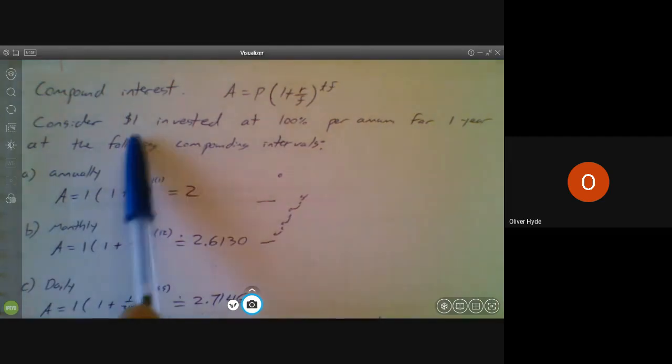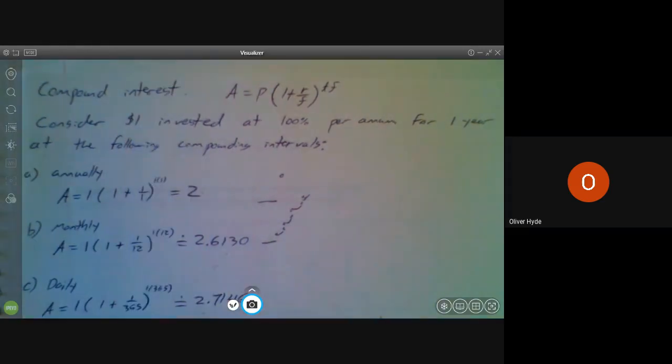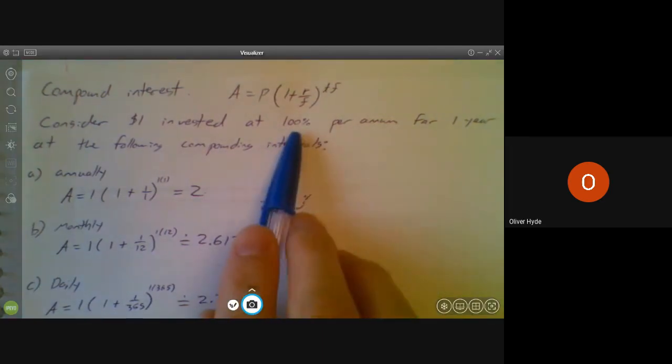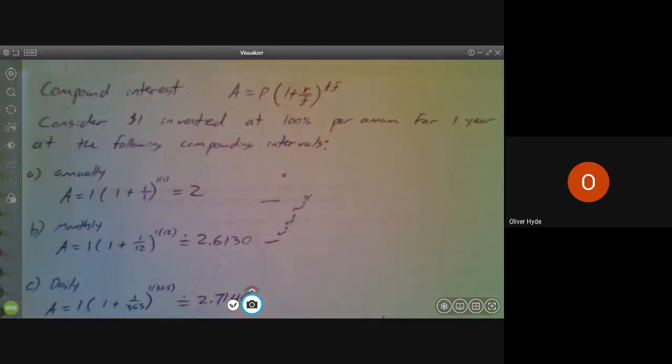So I want you to imagine you invest $1, not a big principal, but it makes multiplying a lot easier. If you want to invest $100, your amount is just going to be 100 times my amount. I want you to imagine that you found an interest rate of 100%. I know that seems ridiculous, but what we're going to discover is that there is a limit to how quickly you can grow. It doesn't matter how large your interest rate is.